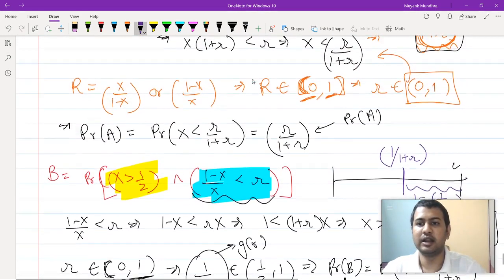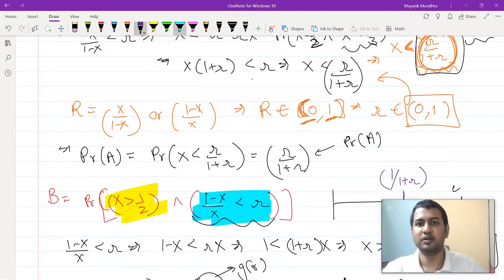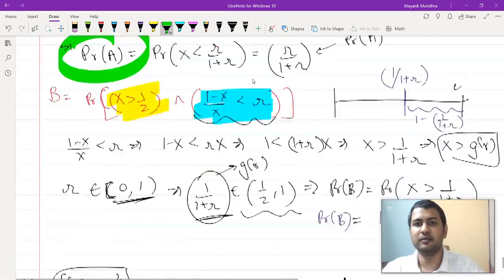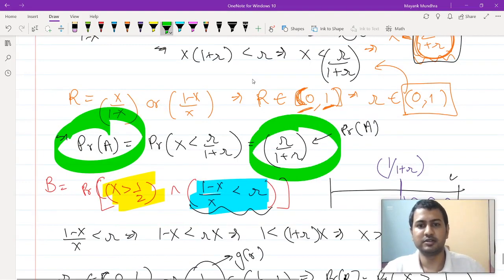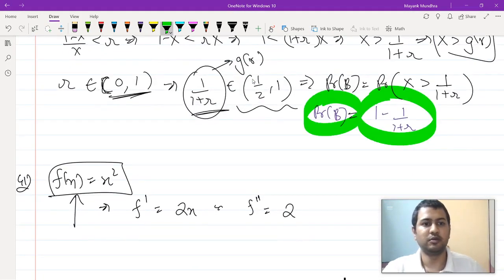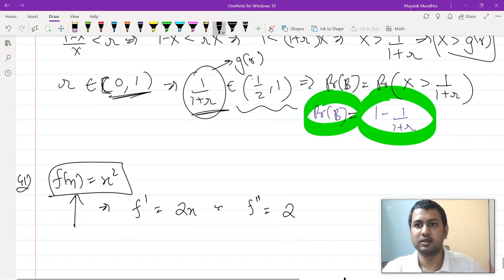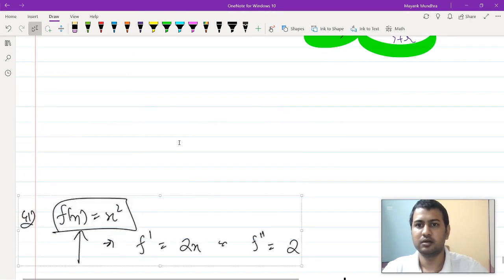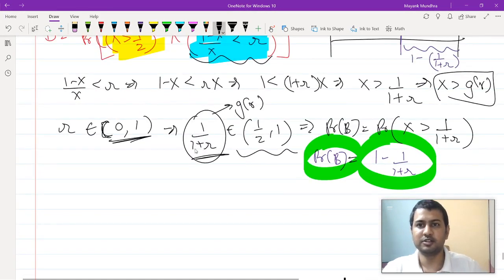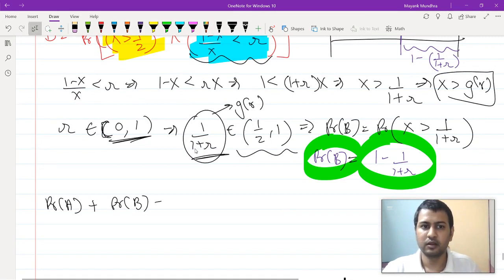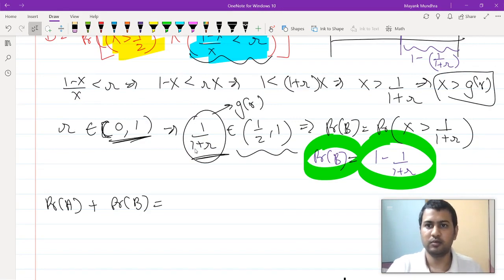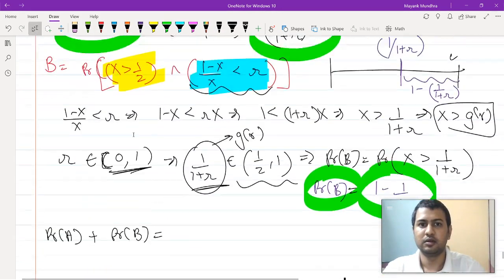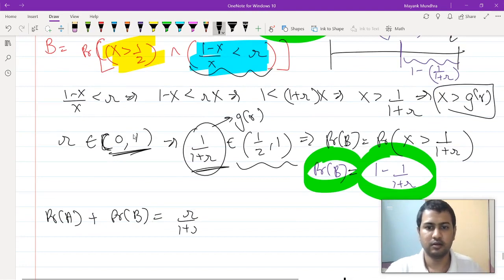Now I just need to add the two cases, probability of A and probability of B. So this is my probability of A, which was r upon 1 plus r. Probability of B is 1 minus 1 upon 1 plus r. I again need to shift this down. So probability of A plus probability of B will be equal to what was A? A was r upon 1 plus r plus 1 minus 1 upon 1 plus r.